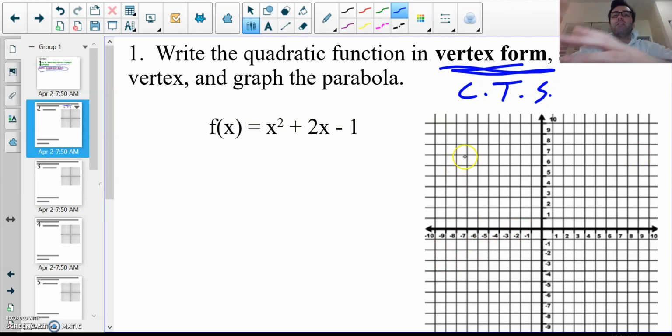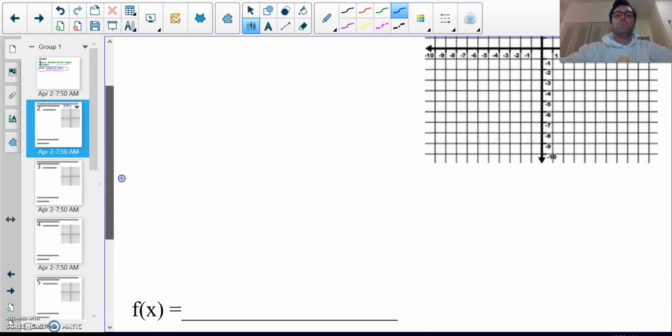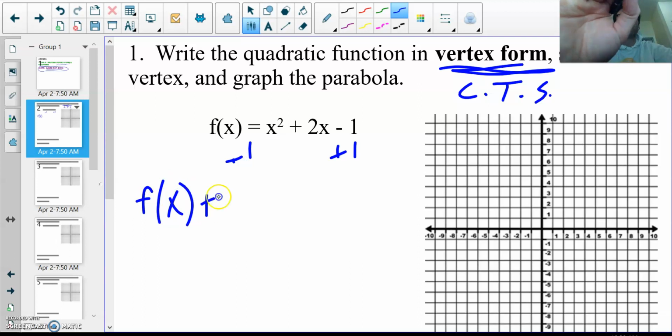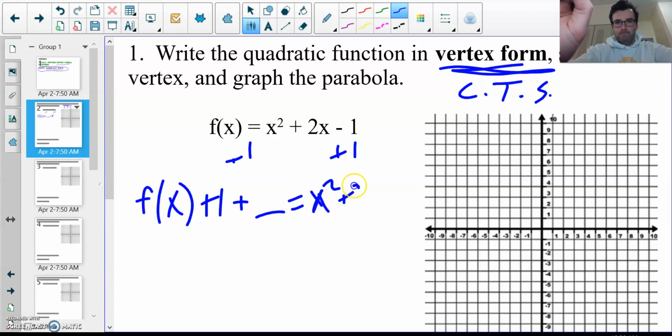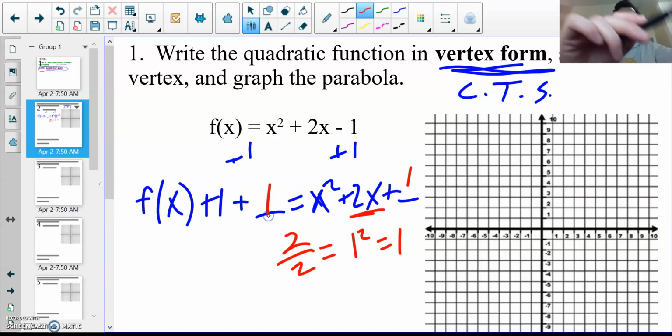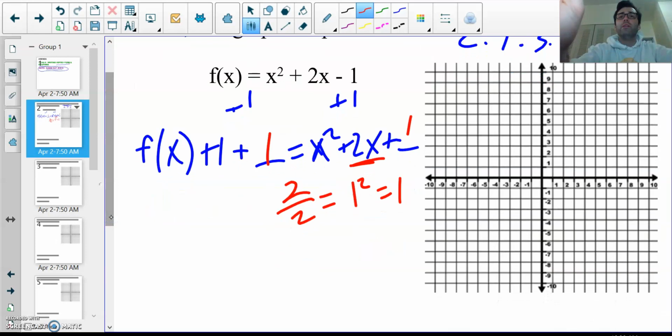If you are unable to print this off, that's okay. Just get the work. That's the most important part. Completing the square, if you'll remember from last week, the first thing I need to do is divide by a, but there's no a here. So I'm going to move my c term over. So it's f of x plus 1 plus blank equals x squared plus 2x plus blank. Remember, to get what's in that blank, I take the b term, 2, divided by 2, which is 1, squared gives me 1. 1 and 1.